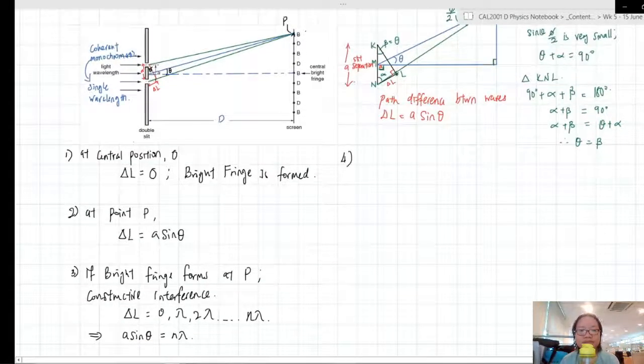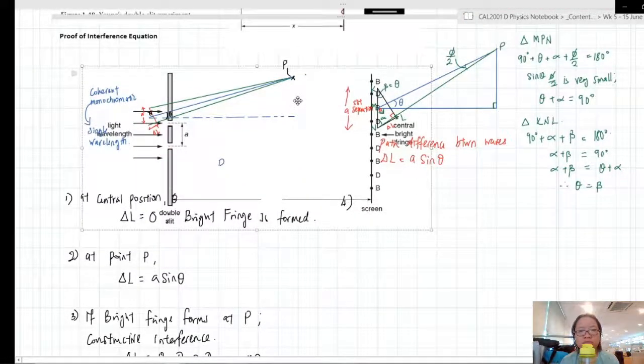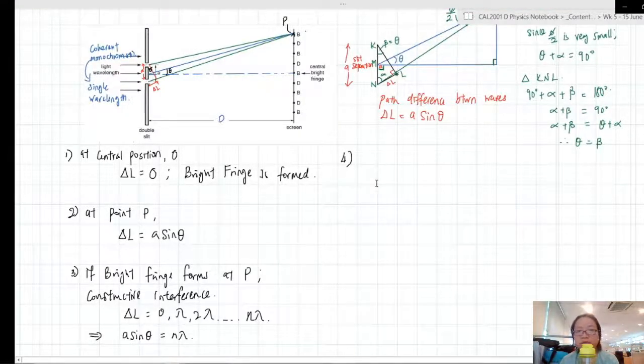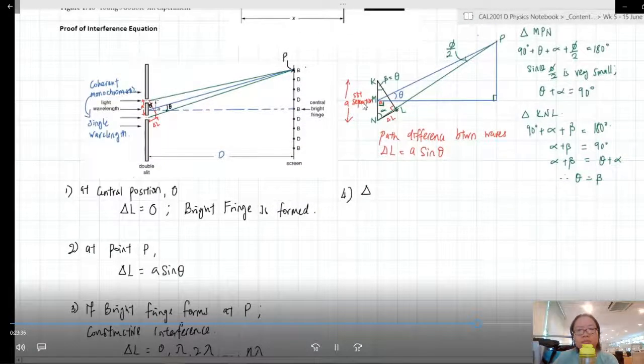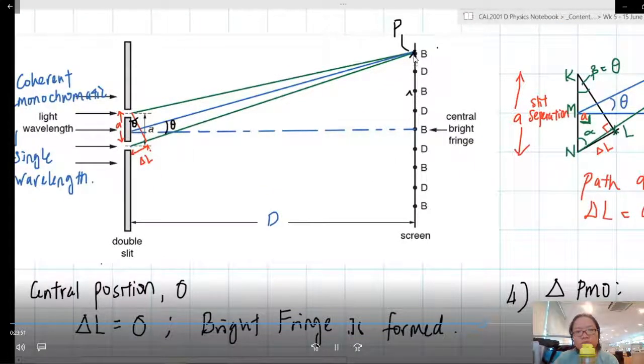Okay, number 4. I'm going to look at the big blue triangle. Try to zoom in. If you look at the big blue triangle, you will notice that I'm going to use that angle theta. This big blue triangle is O, P, M. So tangent theta would be this side, OP, divided by D. But OP is this one, right?